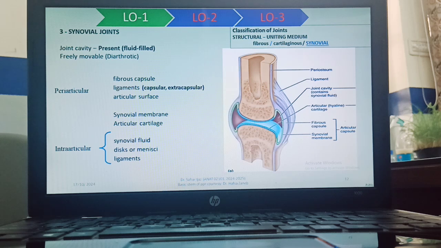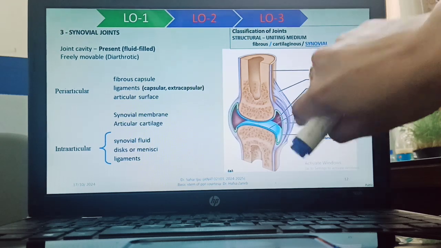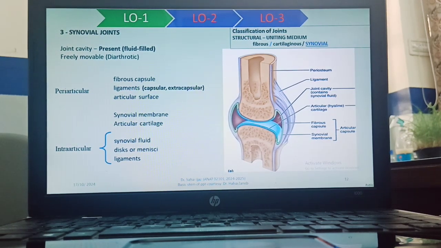And then periarticular would be structures which are outside the joint cavity, which can be the fibrous capsule of the joint capsule, the outer fibrous layer, ligaments passing over the capsule, capsular, extracapsular ligaments, the articular surfaces. When I say articular surfaces, that is the bone right here, which is covered with the articular cartilage. So bone itself, the articular surface itself, becomes periarticular in this categorization.